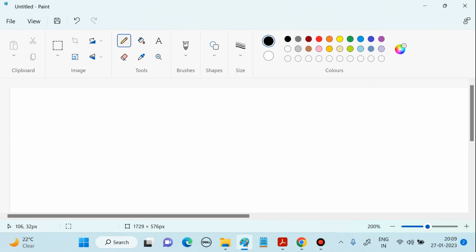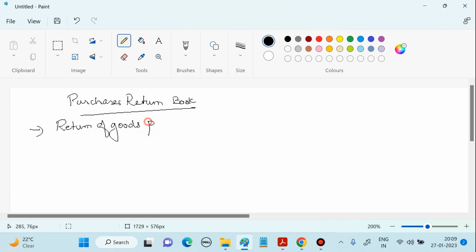So now we are going to revise purchase return book and sales return book. So purchase return book, what do we record here? We record return of goods which were purchased on credit.